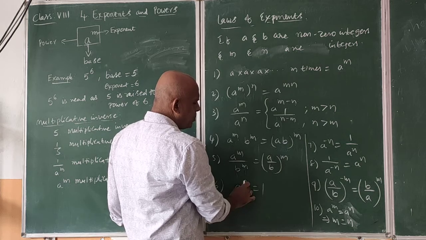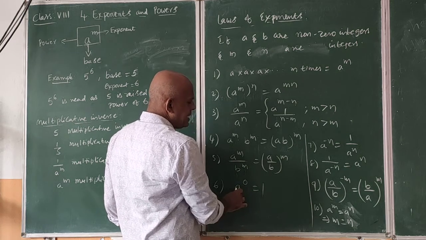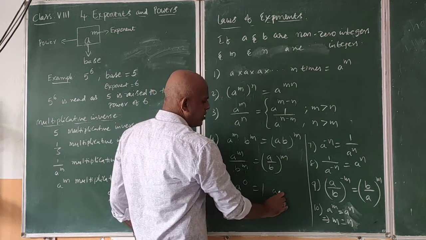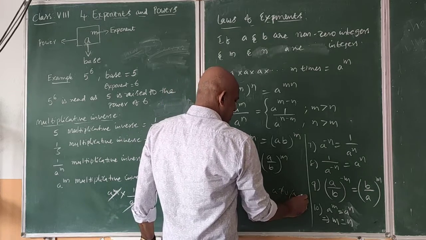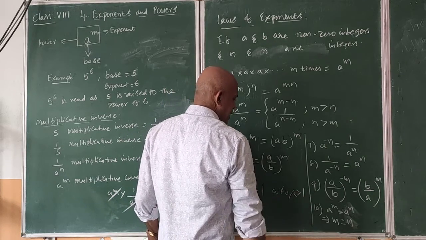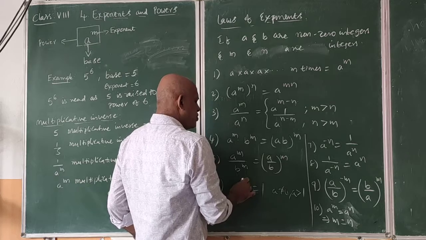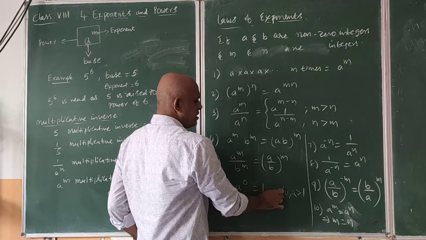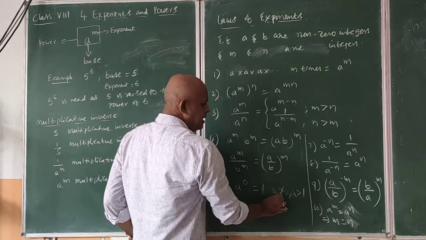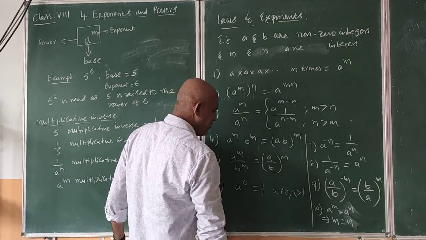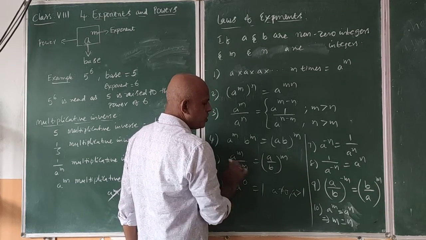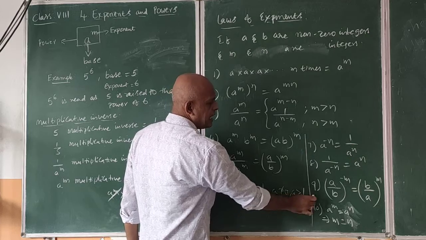And next one, a to the power of 0 is equal to 1, where a is not equal to 0. That you have to remember. 2 power 0, 3 power 0 we can take, but 1 power 0 is not applicable here. That's why a is not equal to 0. So a raised to the power of 0 is equal to 1, where a is not equal to 0.